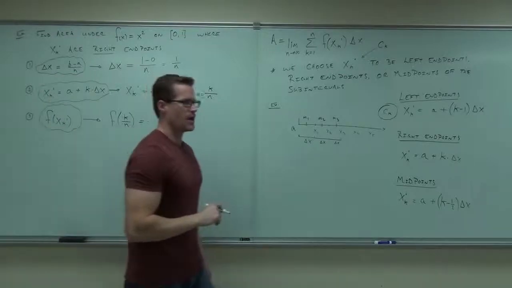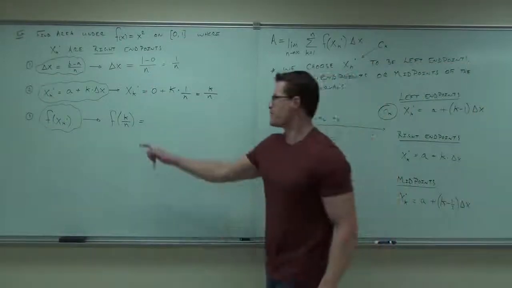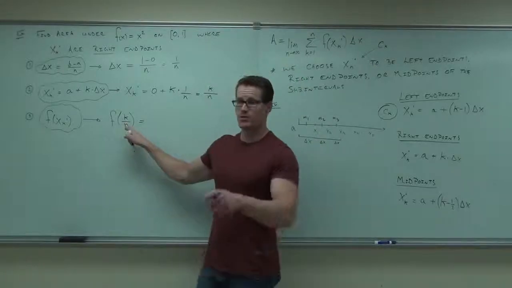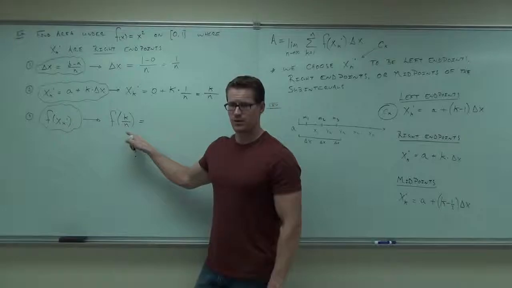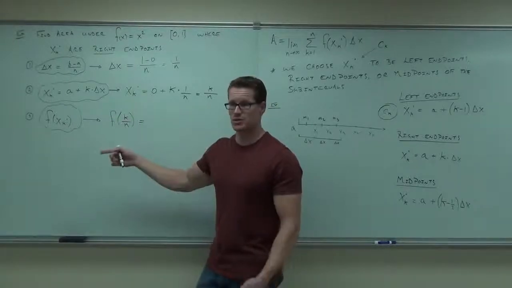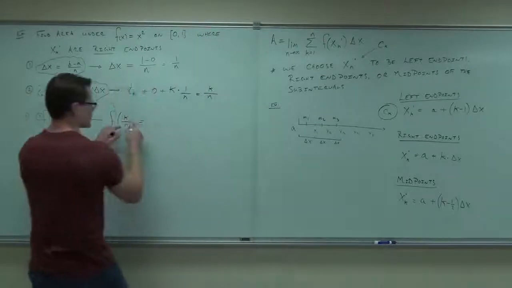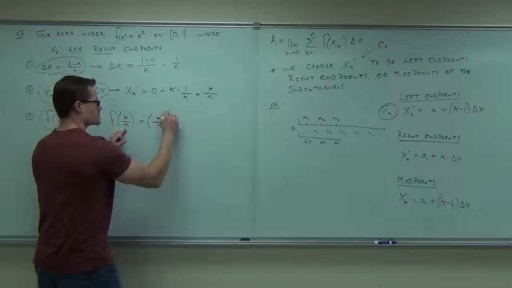How do you take f of something? What if that was f of 5? You should be able to tell me right now what you would have. 25. How are you getting 25? That's because it says take this, plug it in. That's a composition, substitution. So you're going to take whatever's in here, and based on our function, you're going to square it.